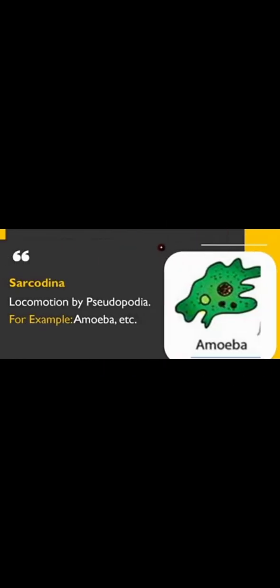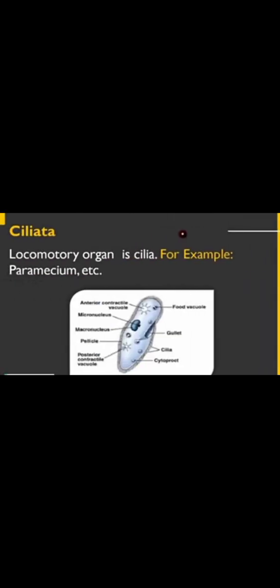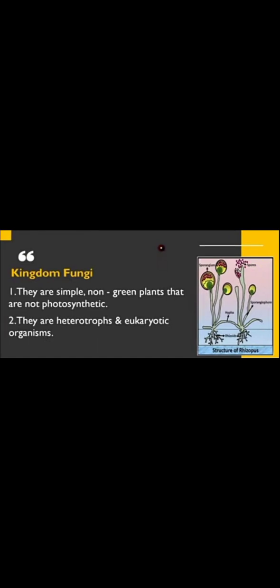Then the second class is Sarcodina. The locomotion of Sarcodina is done by pseudopodia. Example is Amoeba. Then the third class is Sporozoa. They do not have locomotory organs and they are all parasites. Example is Plasmodium. Then another class is Ciliata. The locomotory organ of Ciliata is cilia. Example is Paramecium. Another is Suctoria. They also do not have locomotory organs. For example, Ephelota.